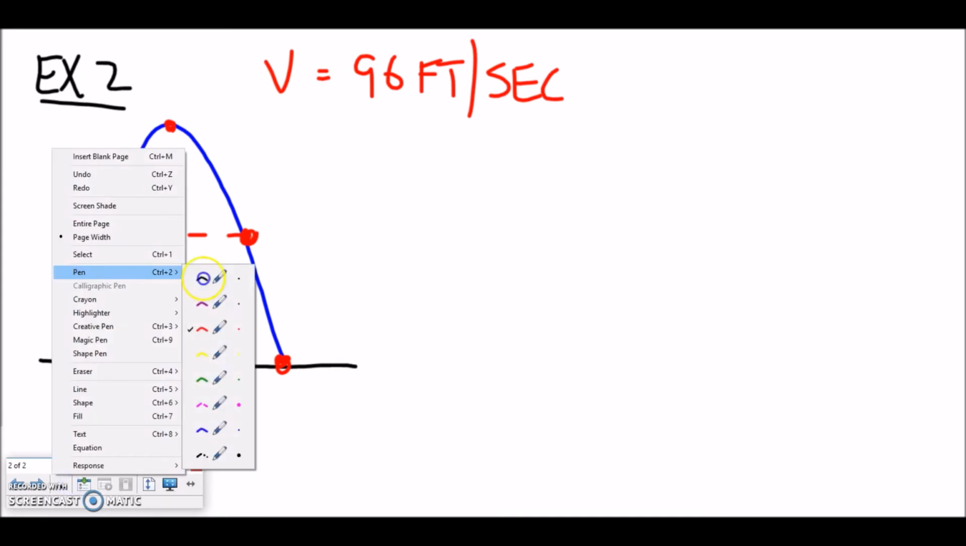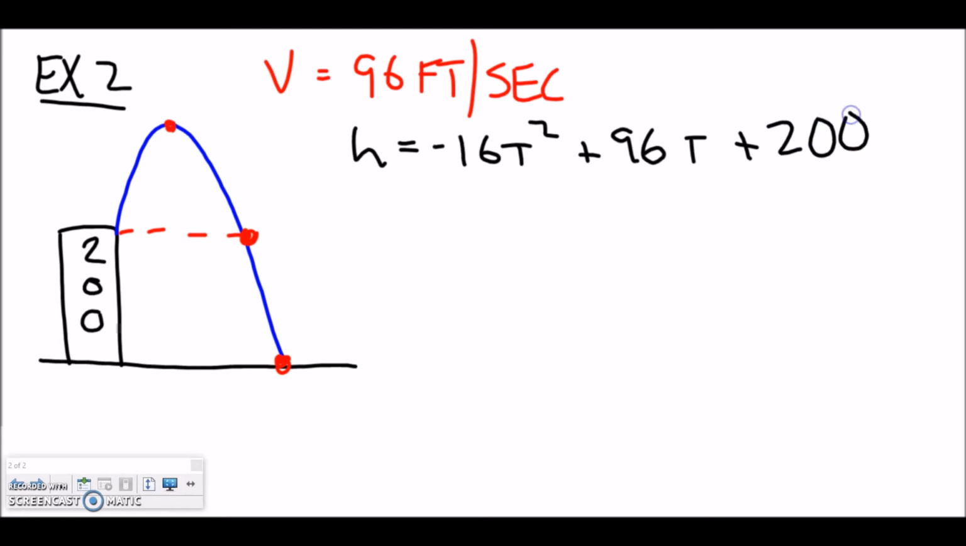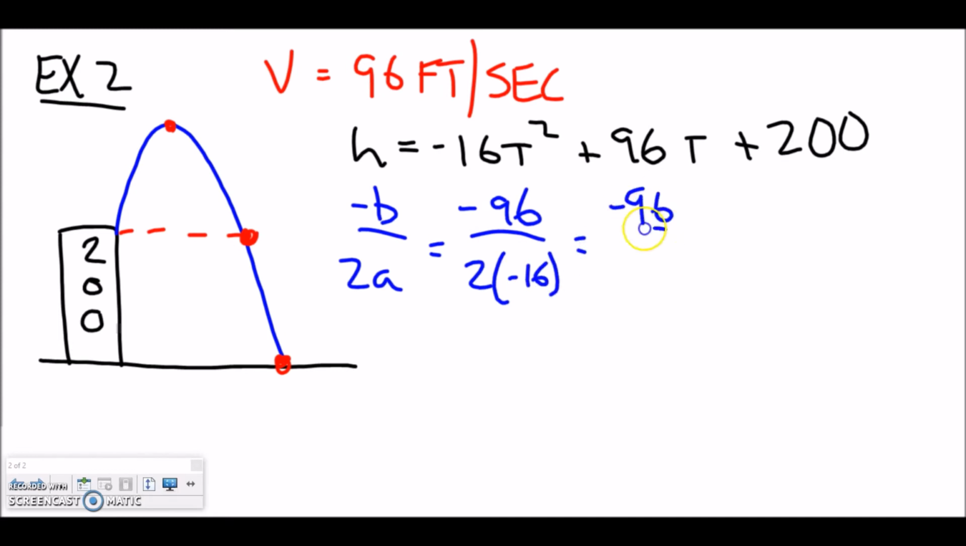Let's get started. We'll start with the same equation. The height is negative 16 times t squared plus the velocity, we know that's 96 t, plus, in this case, 200, because that's our initial height. 96 from the velocity, 200 from our initial height. Well, we need to find the vertex, so that's where we use our negative b over 2a. B in this case is 96, so negative 96 over 2 times a, which is negative 16. Negative 96 over negative 32, that's just positive 3.